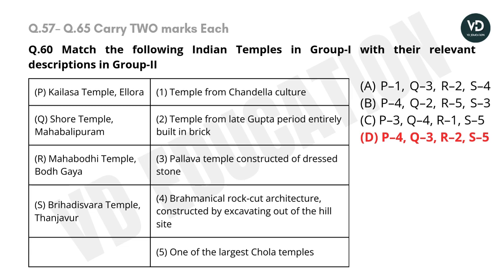Kailash temple Ellora, Q. Shore temple Mahabalipuram, R. Mahabodhi temple Bodh Gaya, S. Brihadeshwara temple Thanjavur. And their descriptions are: first one is a temple from the Chandela culture, second, temple from the late Gupta period entirely built in brick, third, Pallava temple constructed of dressed stone, fourth, Brahmanical rock cut architecture constructed by excavating out of the hillside, fifth, one of the largest Chola temples.